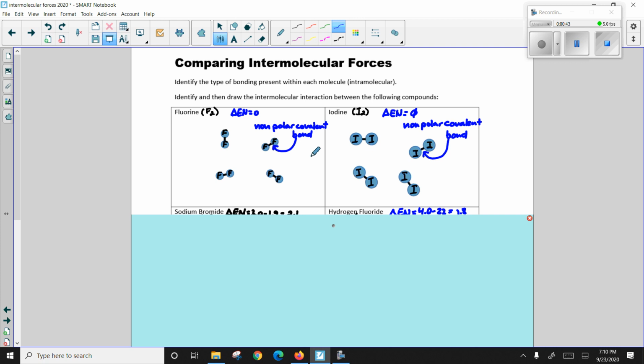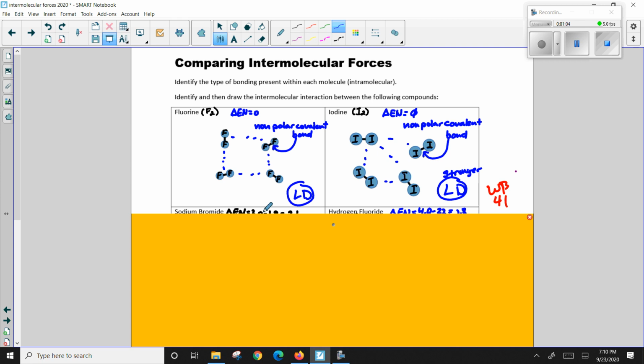The first two here are fluorine and iodine. They're the same two atoms, so obviously the electronegativity difference is going to be zero. There's perfect sharing because both of them have the same electronegativity. As a result, we're going to have a nonpolar covalent bond. How about the type of intermolecular force that's going to be happening here? It's going to be London dispersion. So both of these have London dispersion.